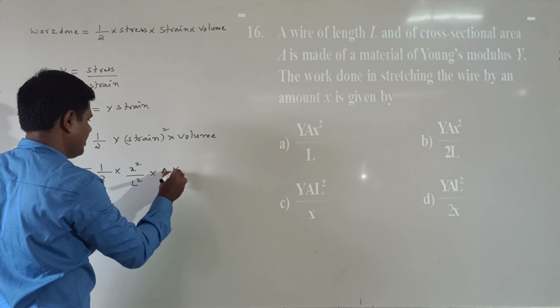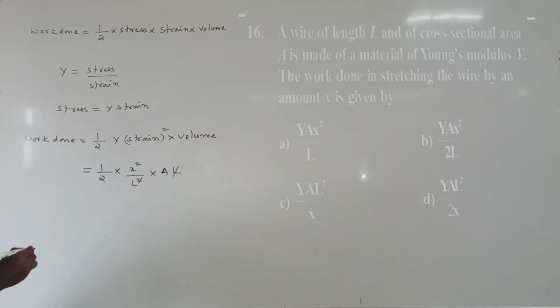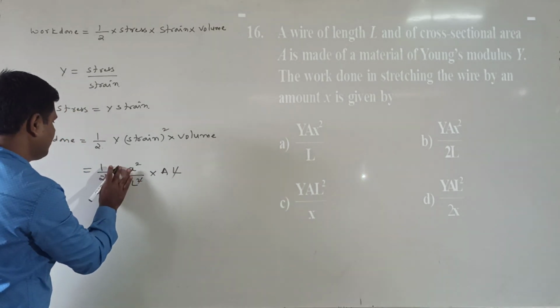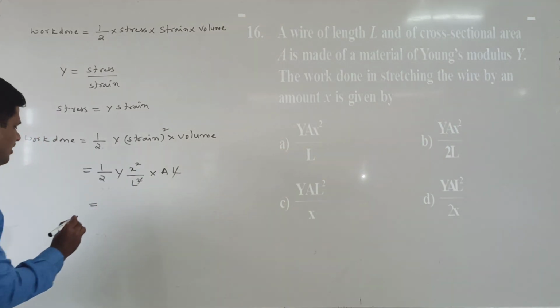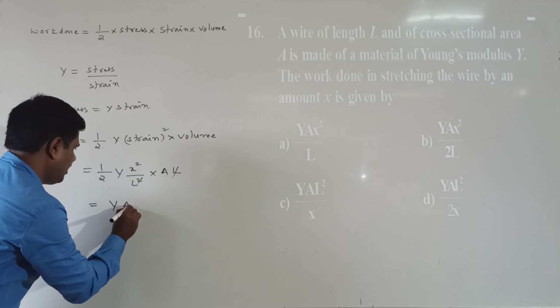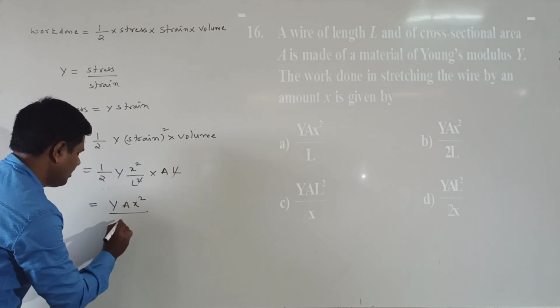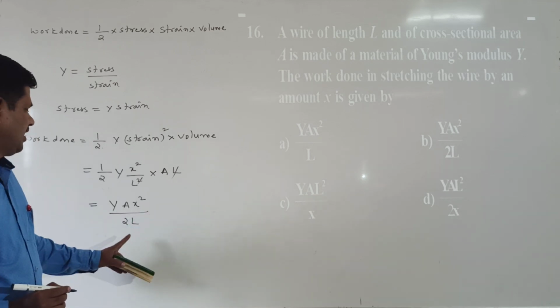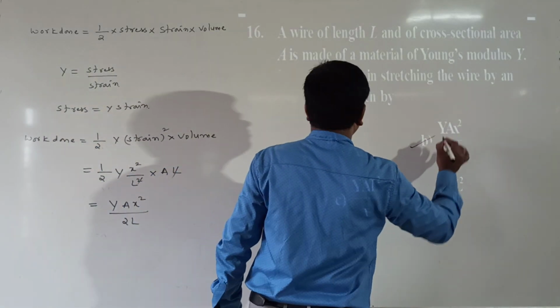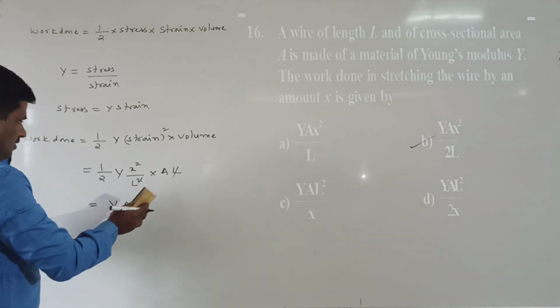Volume can be written as area into length. The length cancels. We are getting Y, and then Y A x square by 2L squared into L, with the length canceling, gives Y A x square by 2L. Which option is correct here? B option is correct.